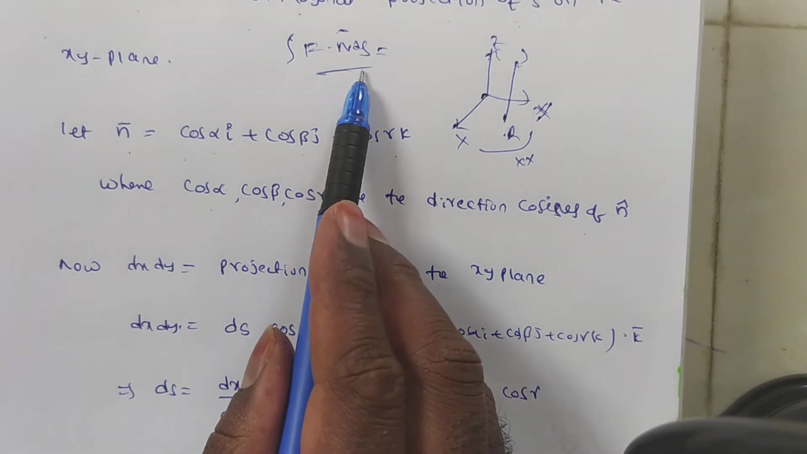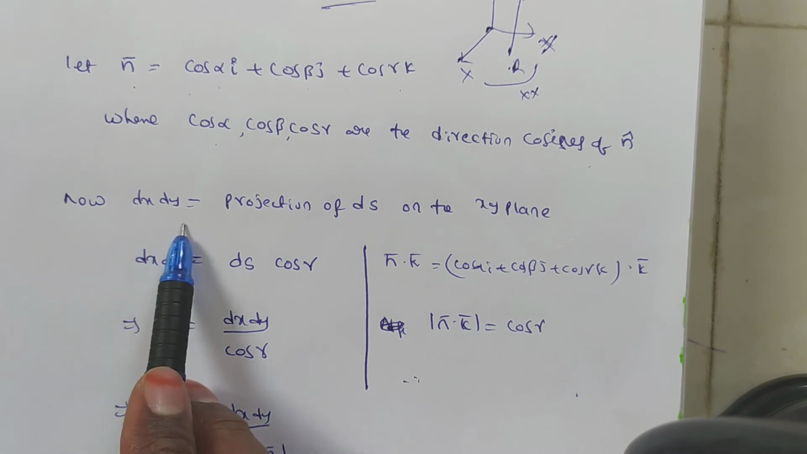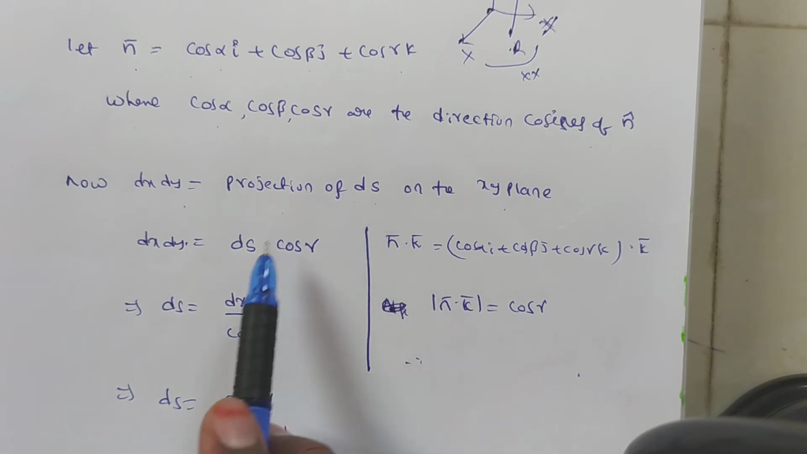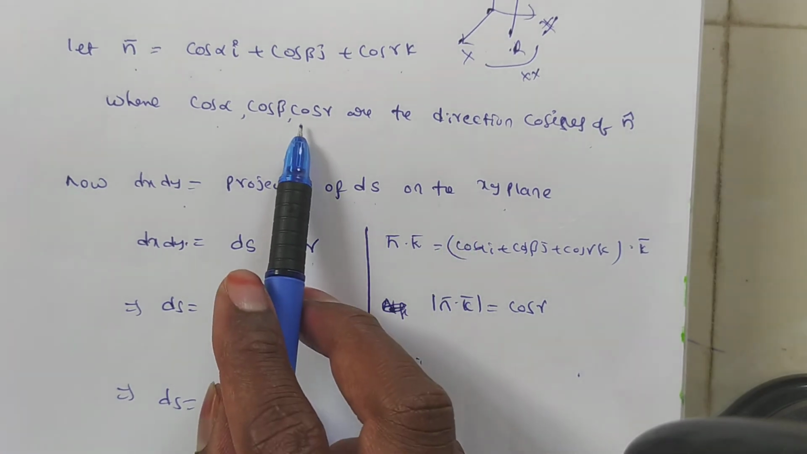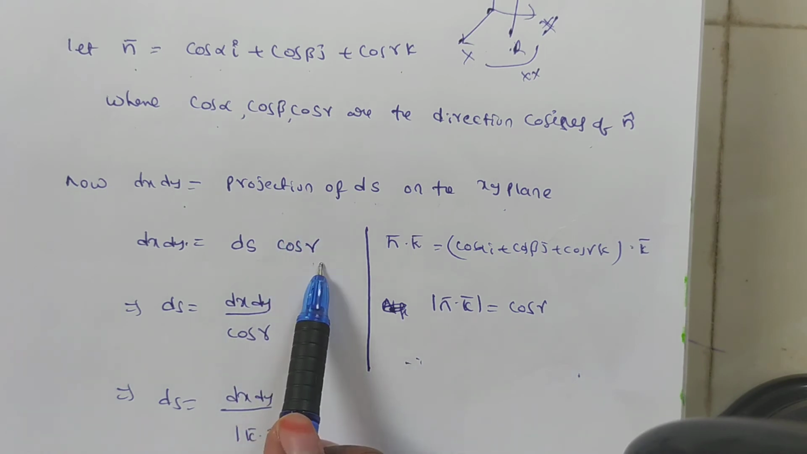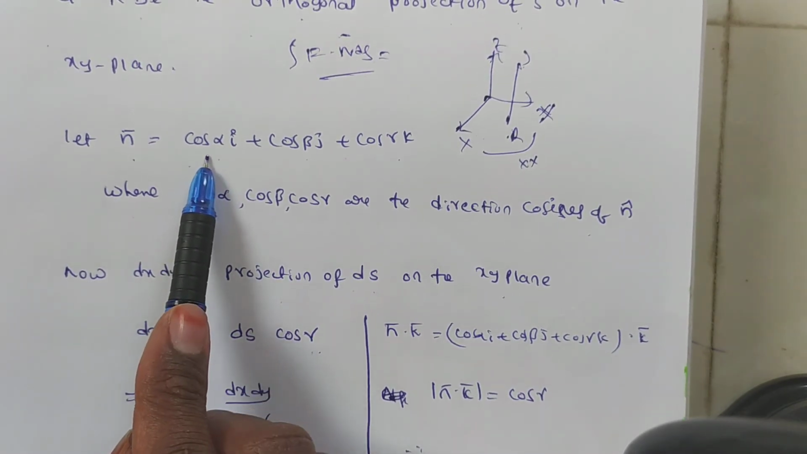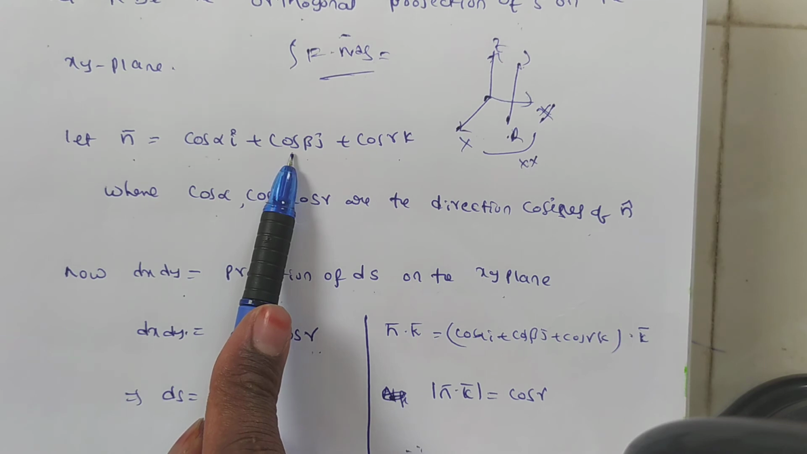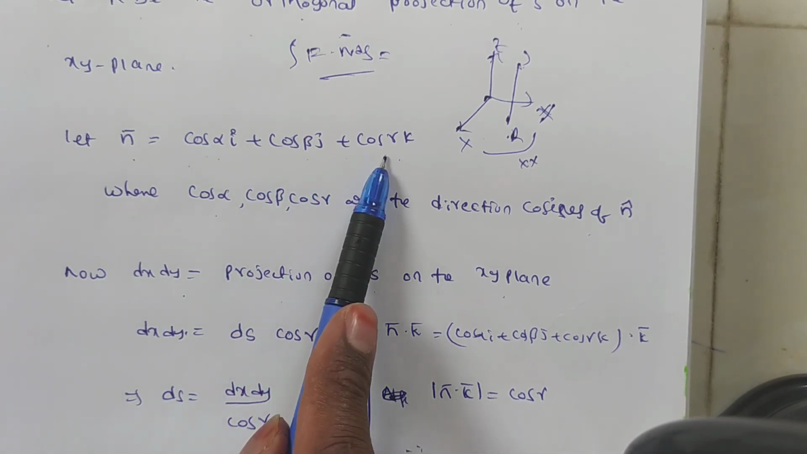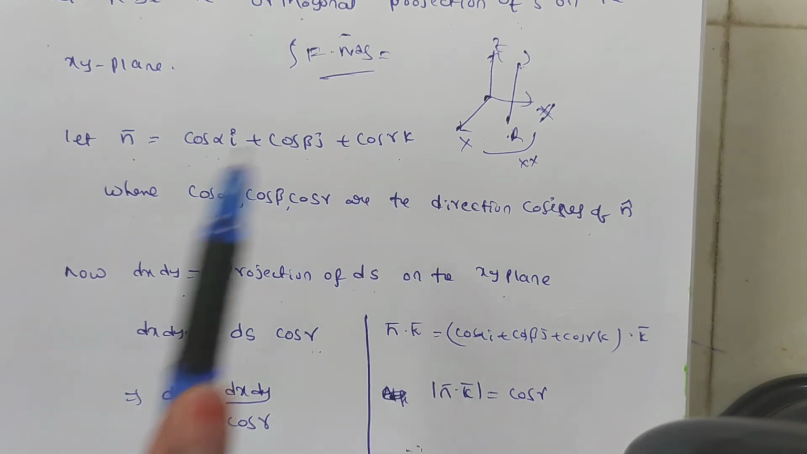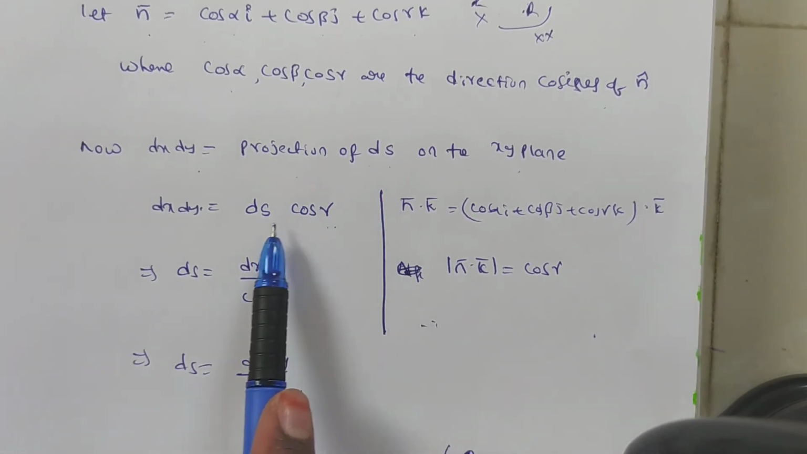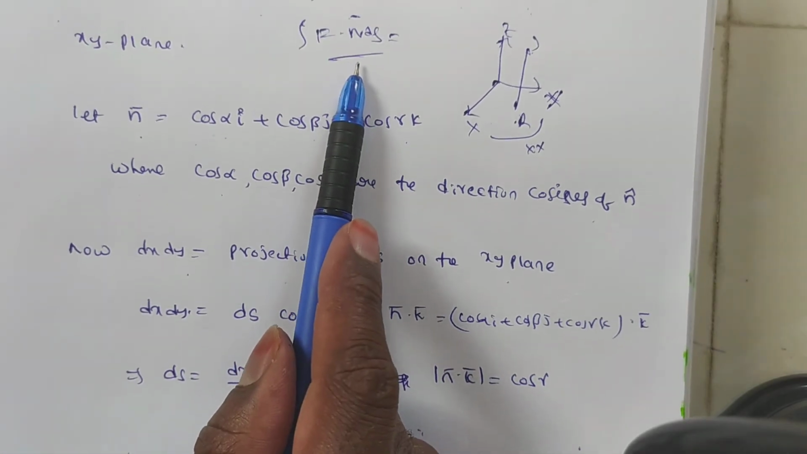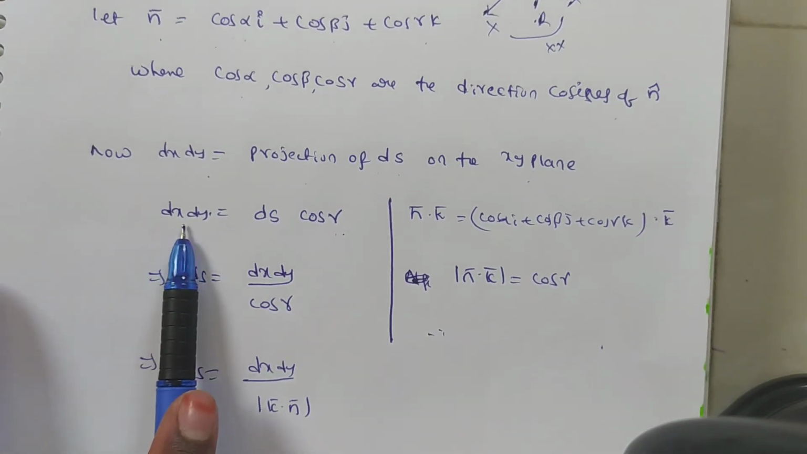Now dS is on the xy plane we are doing. So dx dy is nothing but the projection of dS on the xy plane. Cos alpha is the direction cosine on the yz plane, cos beta is the direction cosine on the xz plane, cos gamma is the direction cosine on the xy plane. So the projection of dS is nothing but dS into cos gamma. Now I want only dS, which is required in the formula. So dS is equal to dx dy by cos gamma.